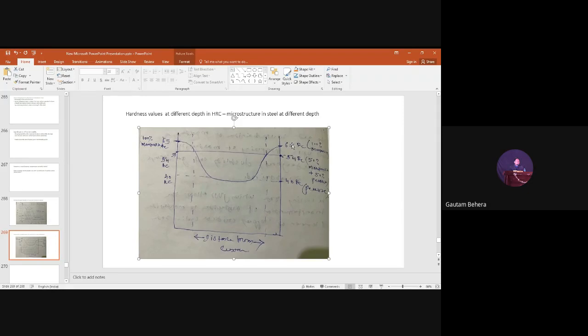So that means if the hardness value is 65 RC or Rockwell hardness scale 65, it means we have 100% martensitic microstructure, right? Because a few minutes before we discussed a slide where I mentioned how to distinguish martensite and perlite. If it is 54, then it is 50% martensite and 50% perlite. If it is 40, then it is 100% perlite. So you have to remember these figures: 65, 54, and 40.